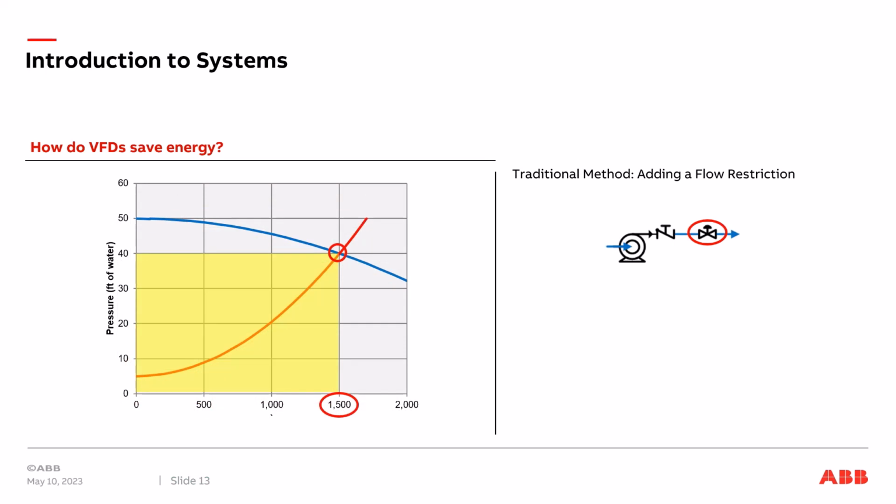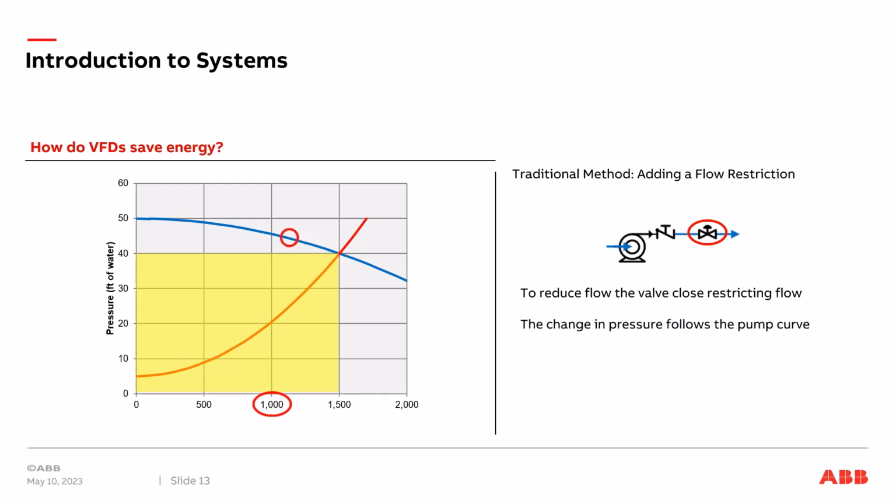Now, the traditional method is adding a flow restriction valve. What we see here is a pump, and there's a flow restriction valve. Let's say we want to change our flow from 1,500 down to 1,000. So to reduce the flow, we close the valve restricting the flow. This restricts the flow from 1,500 gallons per minute down to 1,000 gallons per minute. By doing this, we follow the pump curve.